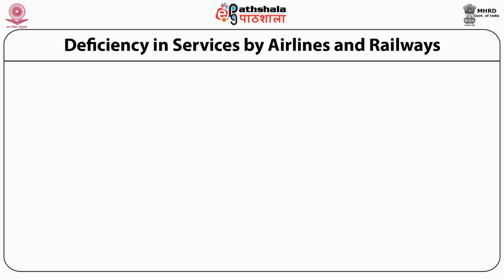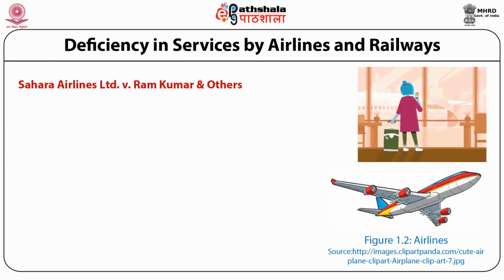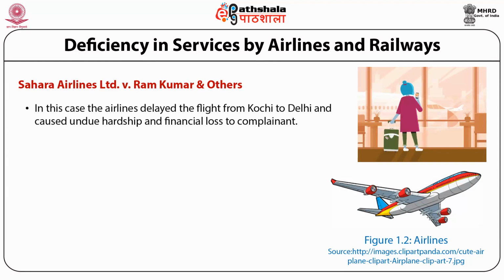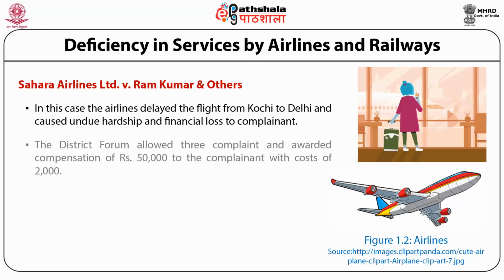Deficiency in services by airlines and railways. Sahara Airlines Limited versus Ramkumar and others. In this case, the airlines delayed the flight from Kochi to Delhi and caused undue hardship and financial loss to the complainant. The district forum allowed the complaint and awarded compensation of rupees 50,000 to the complainant with costs of rupees 2,000.